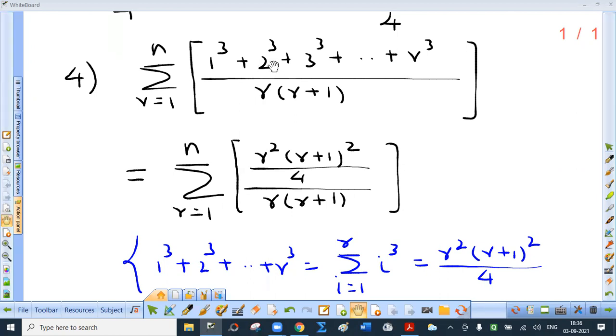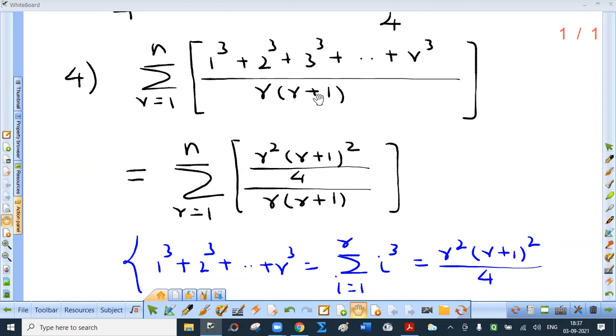See, the numerator is the sum of the cubes of the first r natural numbers. In the last lecture, we obtained the sum of the cubes of the first n natural numbers. Now the variable is immaterial. Instead of n, here the number of natural numbers is r. What is the sum of the cubes of the first n natural numbers? It is n square into n plus 1 square by 4. So what will be the sum of the cubes of the first r natural numbers? Obviously, it is r square into r plus 1 square upon 4.